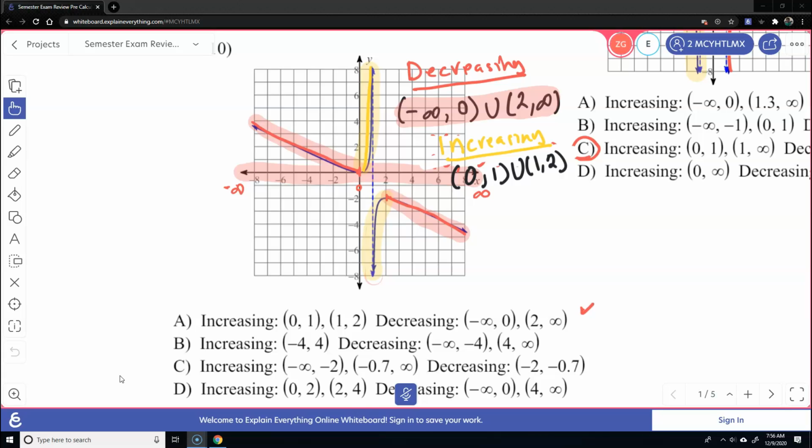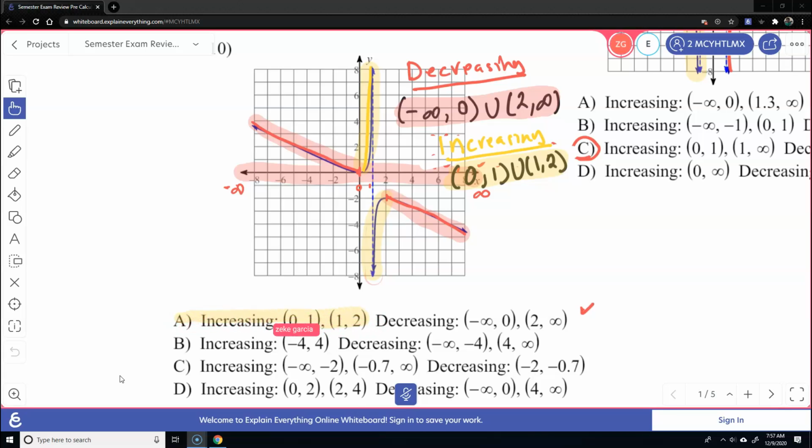The yellow indicates where it's increasing. After x equals 0, it starts increasing all the way up to 1. And remember, we're talking about the x values. We're going from 0 close to 1, so we don't ever reach 1. It's increasing from 0 to 1. Of course, it jumps the asymptote, and it starts right after 1, 1 to 2. So the only one that satisfies this is A.